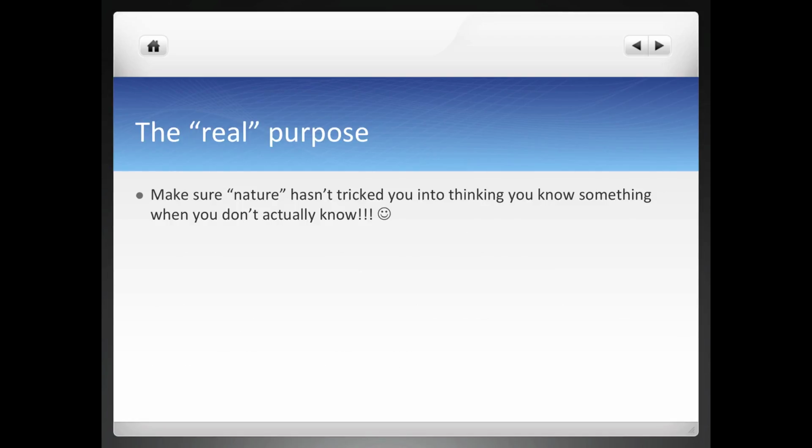So, just food for thought. Guys, in other words, at the end of the day, the real purpose of scientific inquiry is to make sure nature hasn't tricked you into thinking that you know something when you actually don't know.